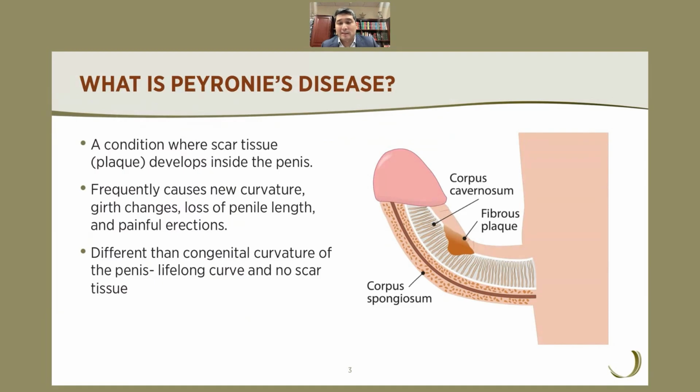Congenital curvature of the penis is a lifelong curve, so a curve from as early as a patient remembers. Generally, there's no worsening of curvature. And then also, there's no palpable scar or plaque in the tissues.